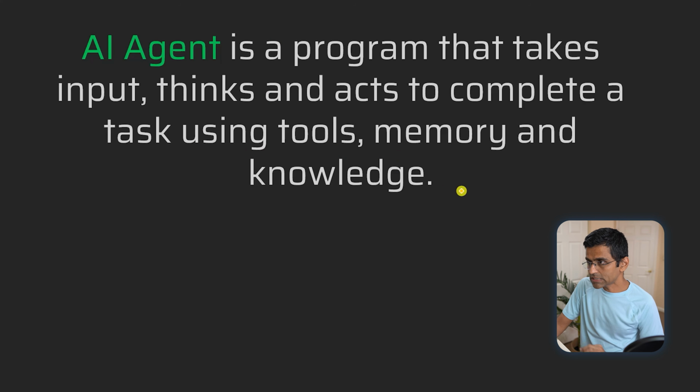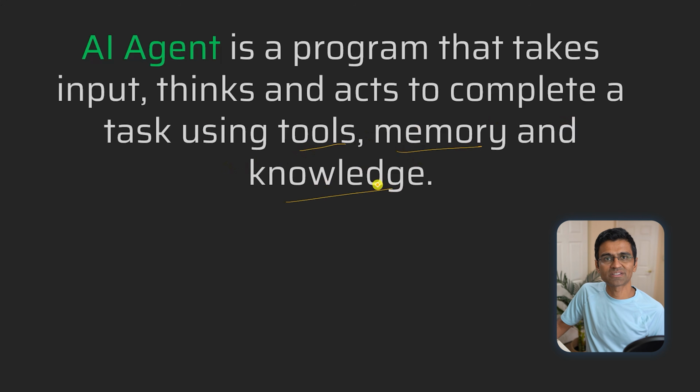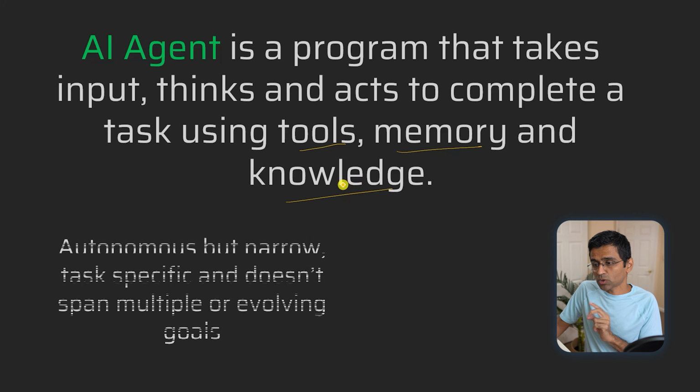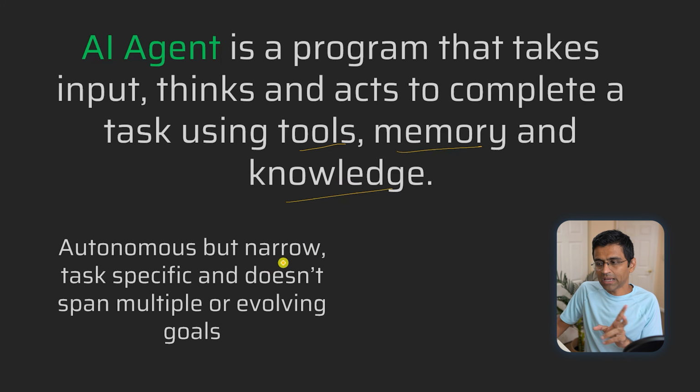An AI agent is a program that takes the input, thinks and acts to complete a task using tools, memory, and knowledge. So an AI agent will take an action. It is not just simple Q&A. It will take an action. Also, it is autonomous, but narrow. So it has some kind of autonomy where it is taking an action.